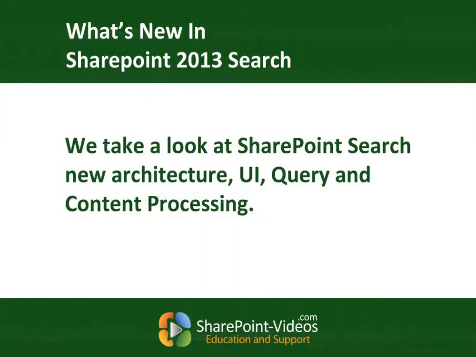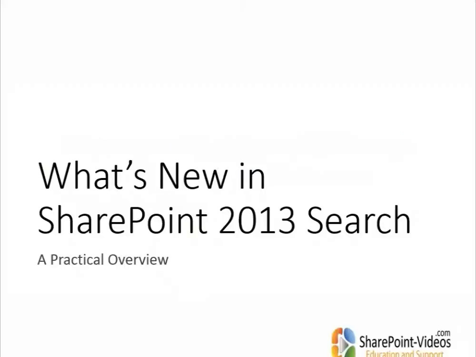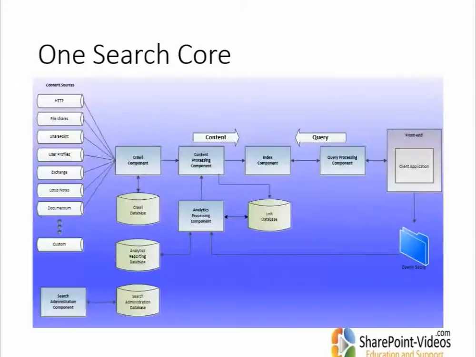So let me show you what's new in SharePoint 2013 search. First of all, we do have only one search core. This is very important because in 2010 we had the out-of-the-box SharePoint search, and we also had Fast Search for SharePoint. That was a different product. You had to install it separately. You had to configure it separately. And of course, you had to integrate it with SharePoint 2010 in order to be able to use it.